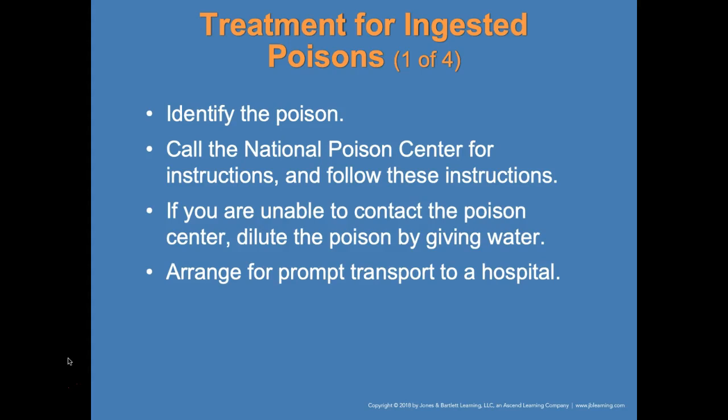If we're unable to contact them, we want to dilute the poison by giving water, and we want to arrange for prompt transport to a hospital. Remember that as we are waiting for the ambulance to arrive, as we're doing our reassessment and such, we're going to want to place those unconscious patients in the recovery position, help keep that airway open.